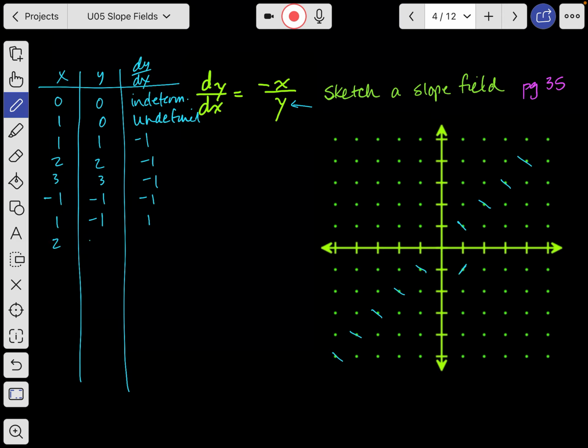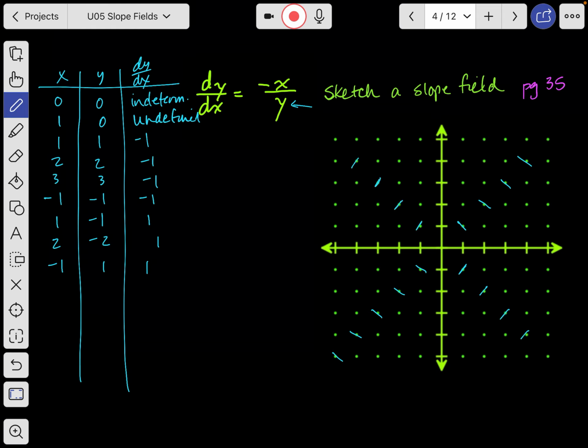And let's see, how about 2, negative 2? Well, that's also positive 1. How about negative 1, 1? That also gives me positive 1. All right, so you can see what's going on here. We have a positive 1 on all of these diagonals.